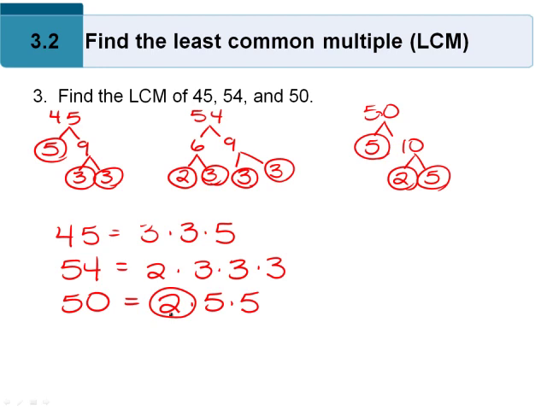Look at the 3's. I have 2 3's in the top line and I have 3 3's in the middle line. Well, the biggest number of 3's is in the middle, so I'm going to circle those 3's right there, all 3 of them.